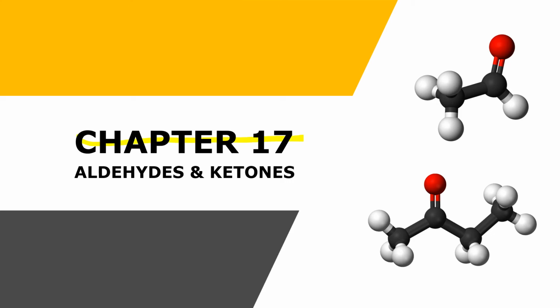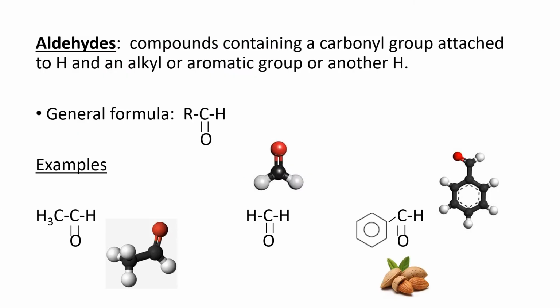Chapter 17 is on aldehydes and ketones. Aldehydes are compounds containing a carbonyl group attached to a hydrogen, and then the carbon in the carbonyl group can be attached to either an alkyl group, an aromatic group, or another hydrogen, as shown below here.